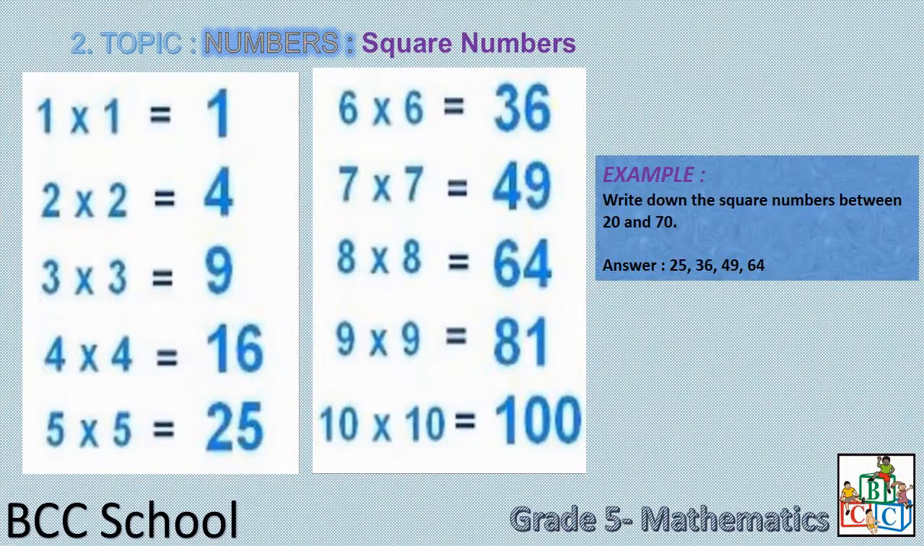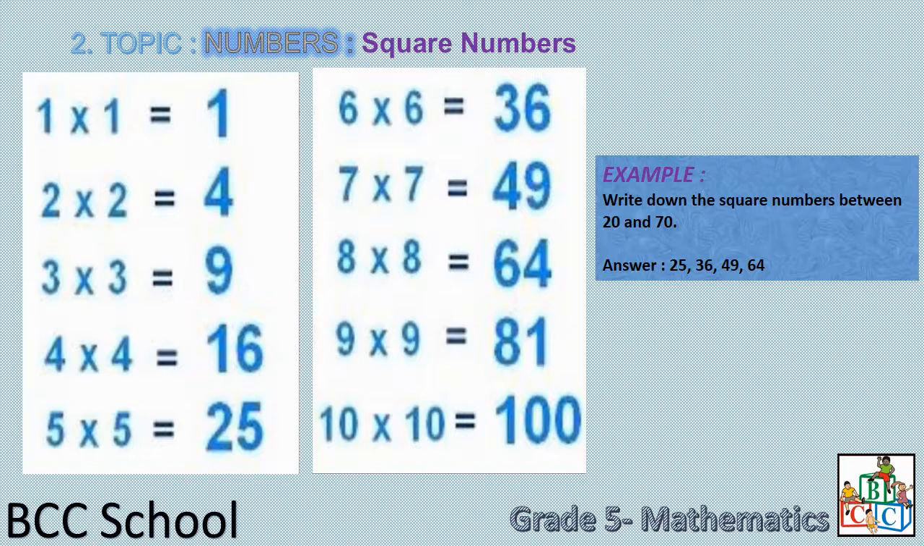Topic 2. Numbers. Square numbers. When you multiply a whole number by itself, the resulting product, that is, the answer, is called a square number. Let us read the first box.